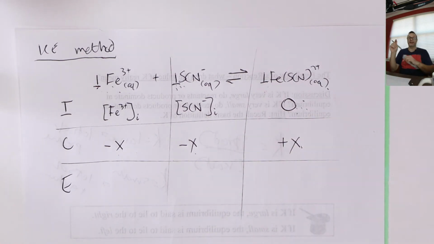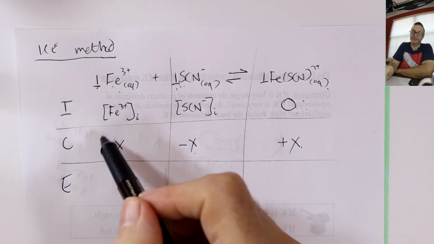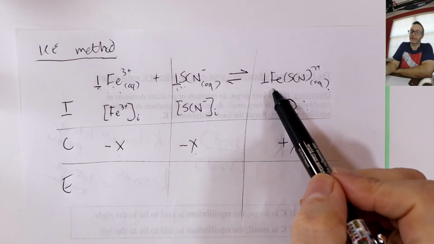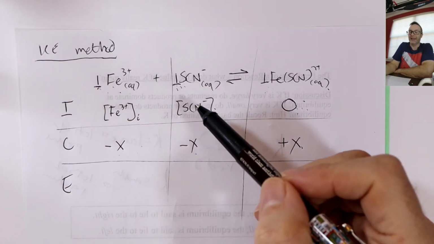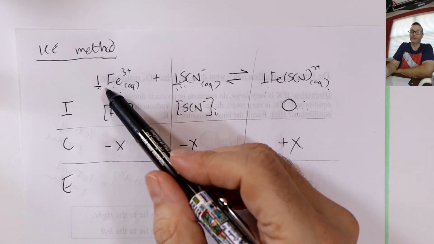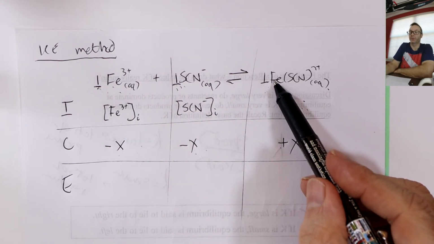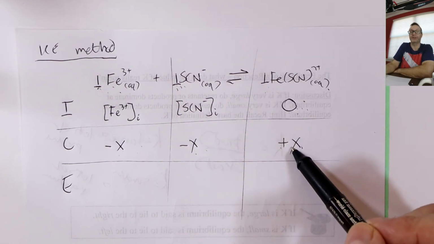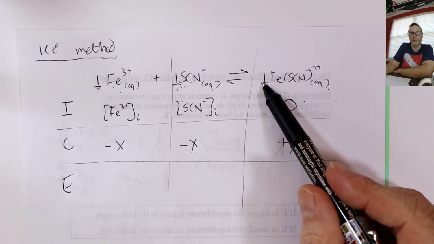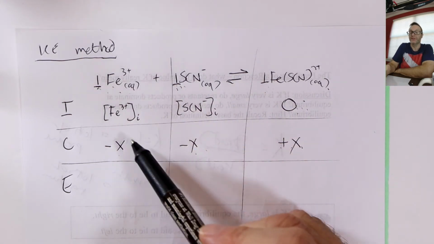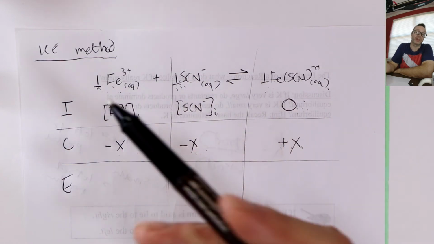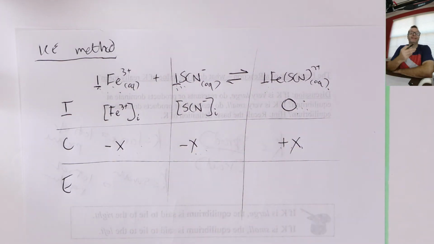So that key second line there, the change, it's all about stoichiometry. 1 reacts with 1 to make 1, so I lose X. I also lose X because it's 1 to 1. And I make X because it's 1 to 1 to 1. If there's a 2 there, that would be 2X. In the later examples, it won't be a 1. It might be a 2 here or here, right? So the number of X's is the same as the stoichiometry. Okay. Now, if you think about it, what's the equilibrium?